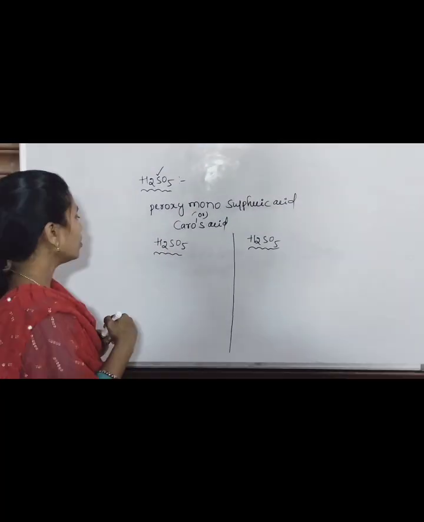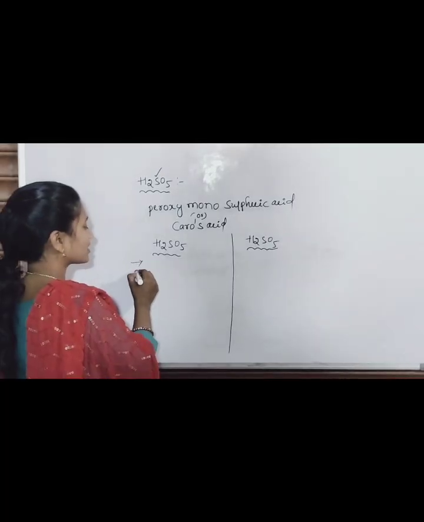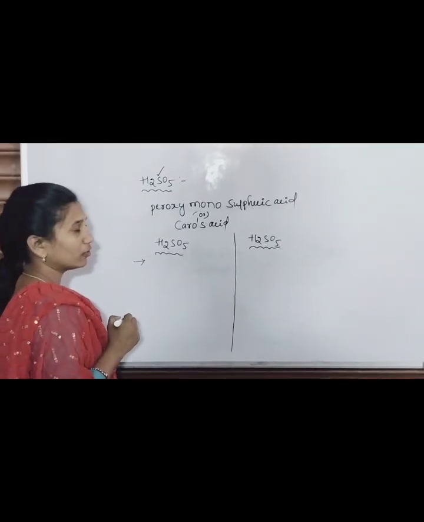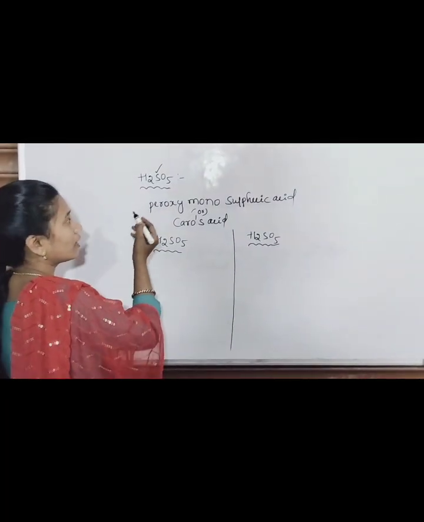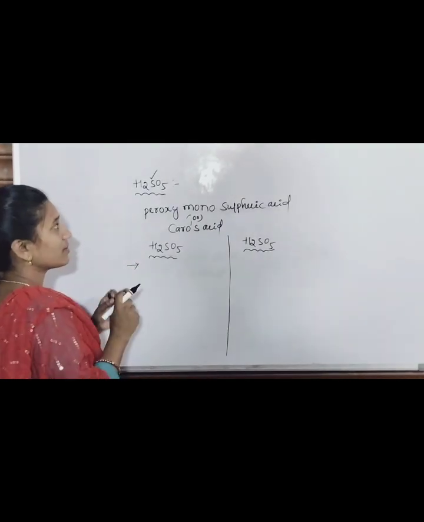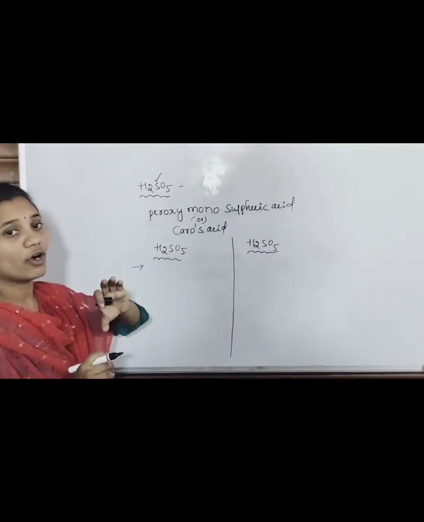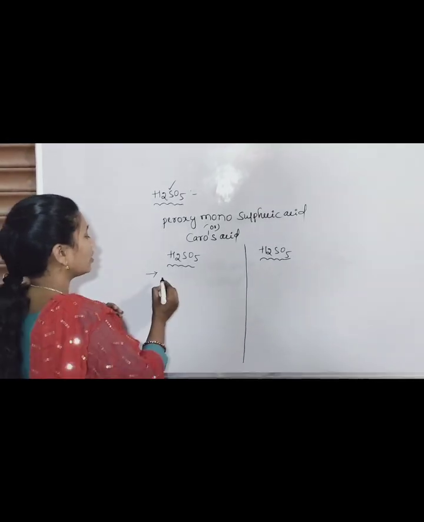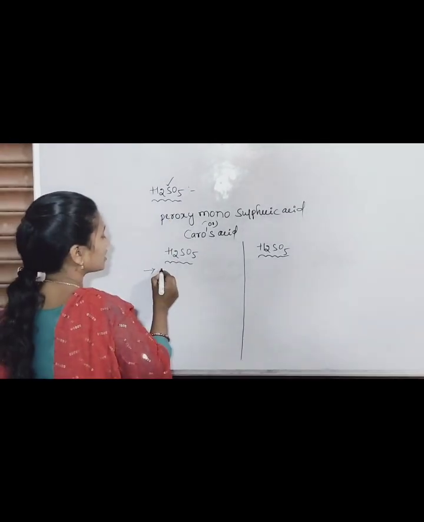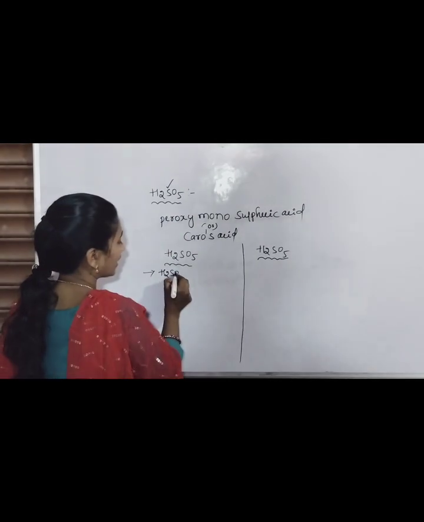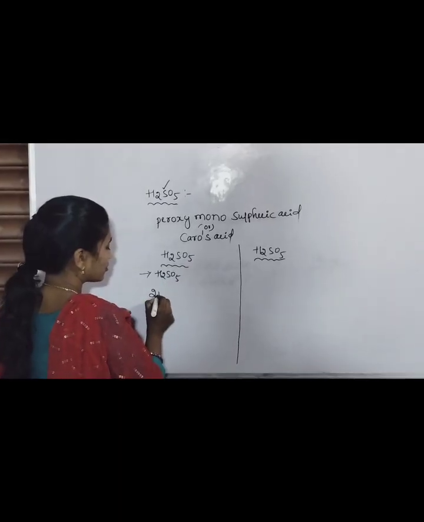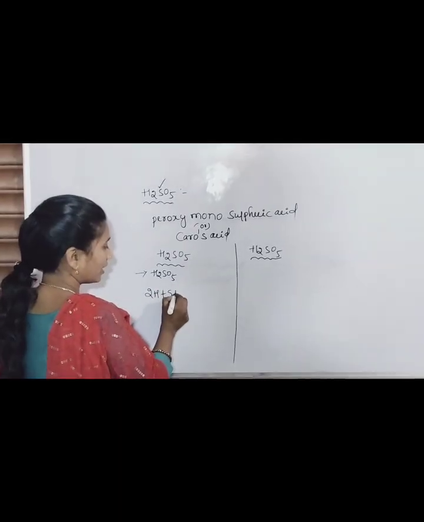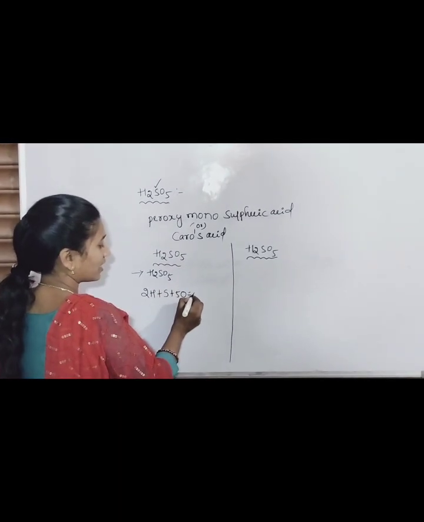Let us see. Already some rules we have discussed in the previous video. According to the rule, what does the rule say? In a given compound, the sum of all atoms' oxidation numbers is always equal to 0. According to that rule, let me write how many hydrogen atoms are there. Let me write the compound again. Now 2 hydrogen atoms, plus 2H, plus S we need to find out, plus 5 into O, oxygen atoms are there.